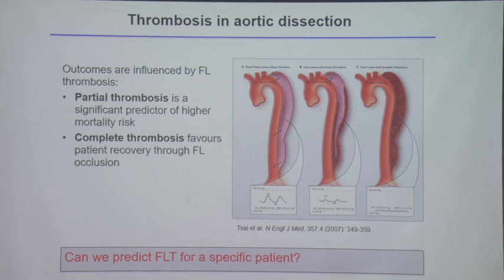So that's where we started, and the motivation for us to develop a mathematical model that can predict the formation of thrombus within the false lumen of aortic dissection. We were fairly specific at the start. We were not trying to build a generic model to simulate clot formation in any part of the body, but specifically to address this question.